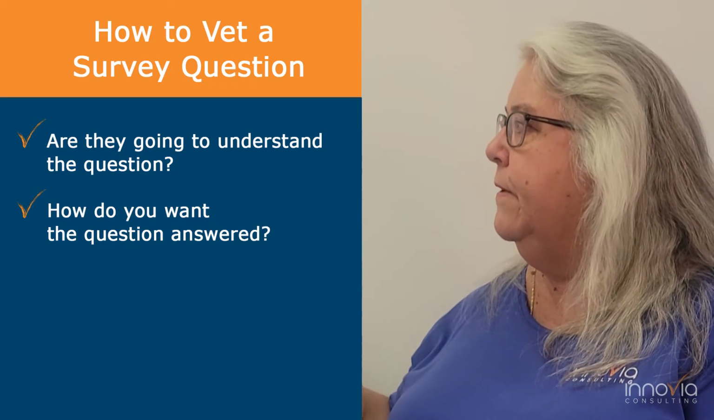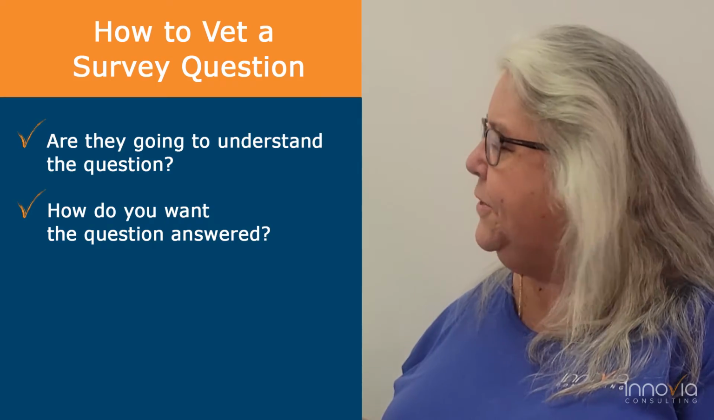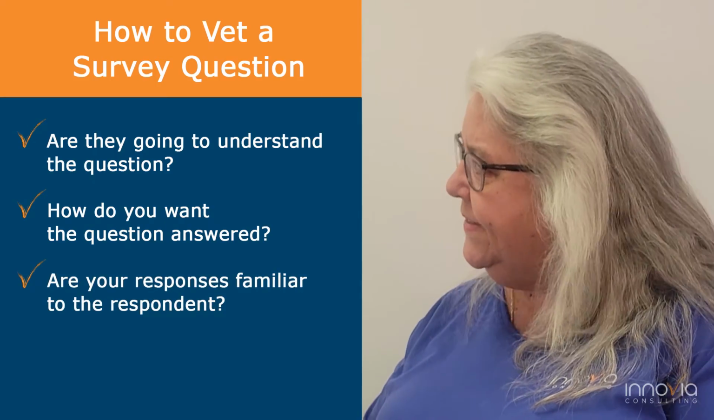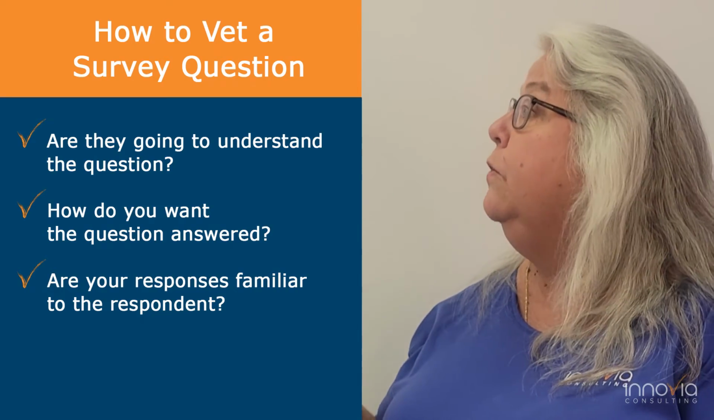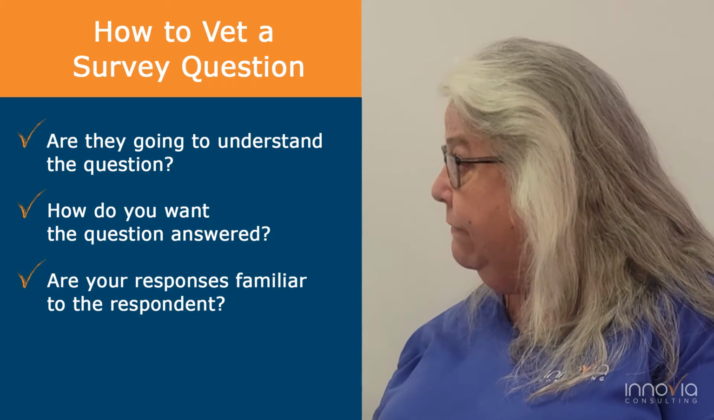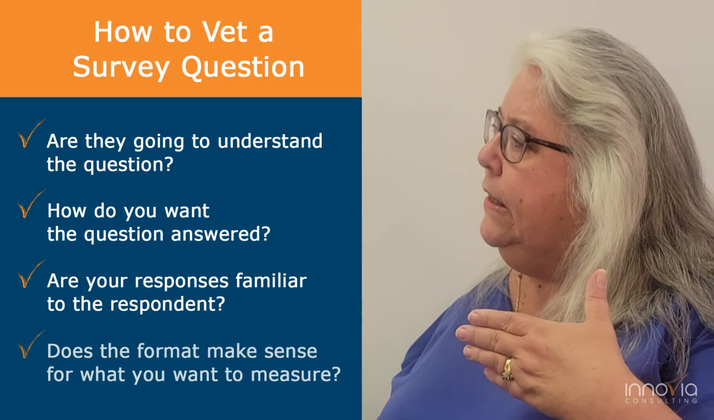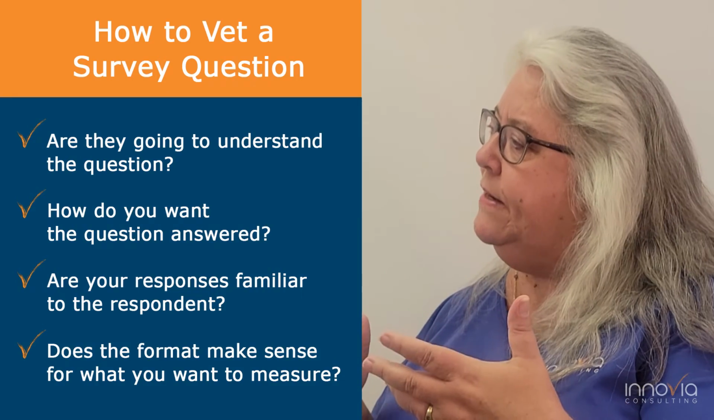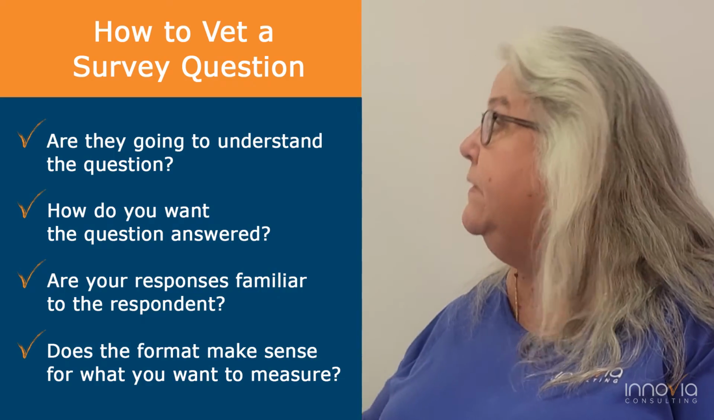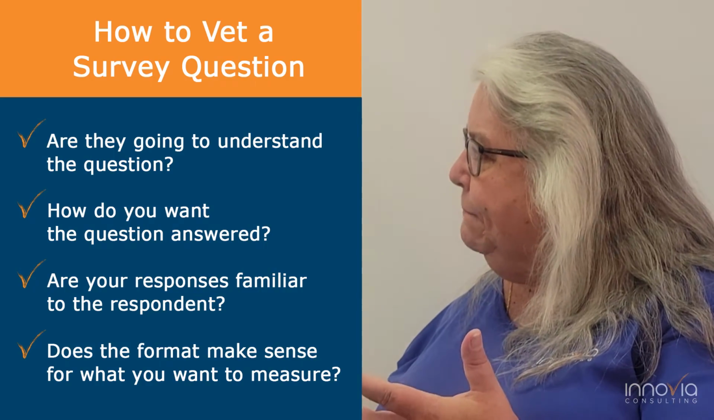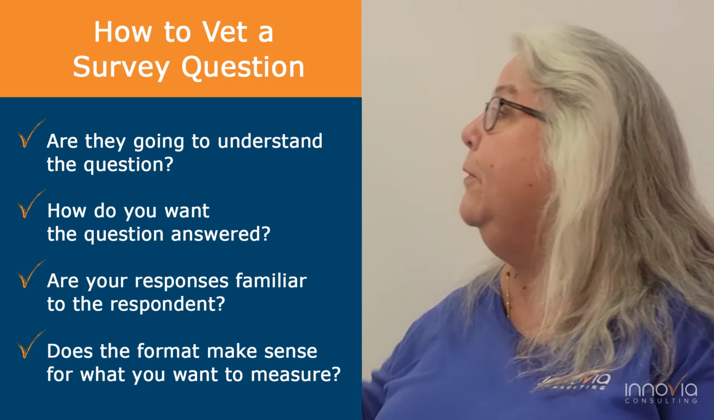If the question is to pick five things that are important to you, and none of them resonate with them, it's going to be hard to pick what's important if the language of the responses doesn't make sense to them. The question has to make sense. The language of the responses has to make sense. The response scale, the answer that they give, needs to be understandable as well. And then finally, is the response format going to make sense for what you want to measure? If you want to measure percentages of something, you have to ask a good question with a good response, but in a format that's going to lend itself to getting you a percentage answer.